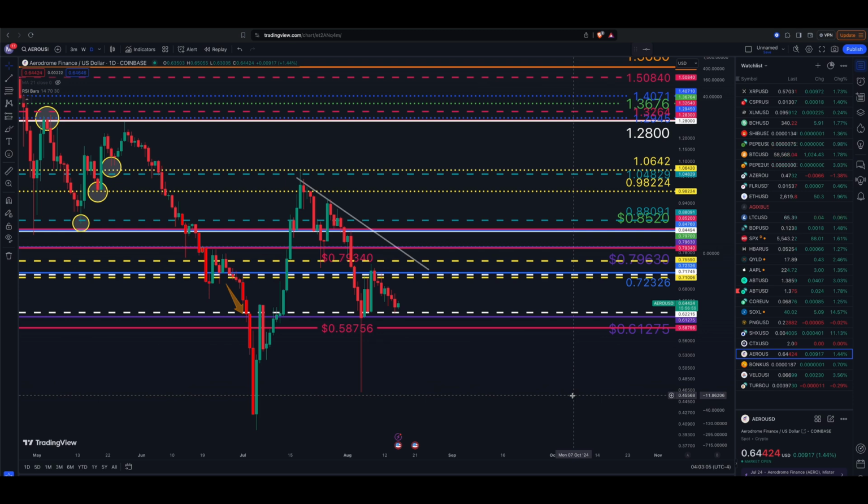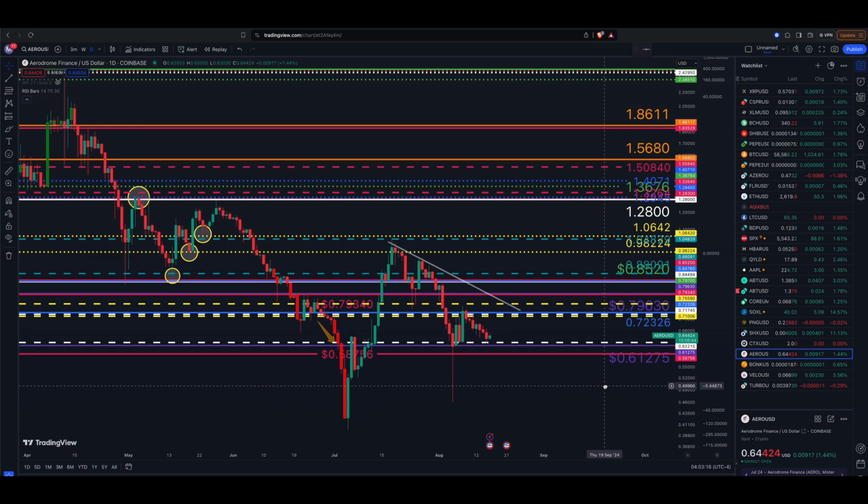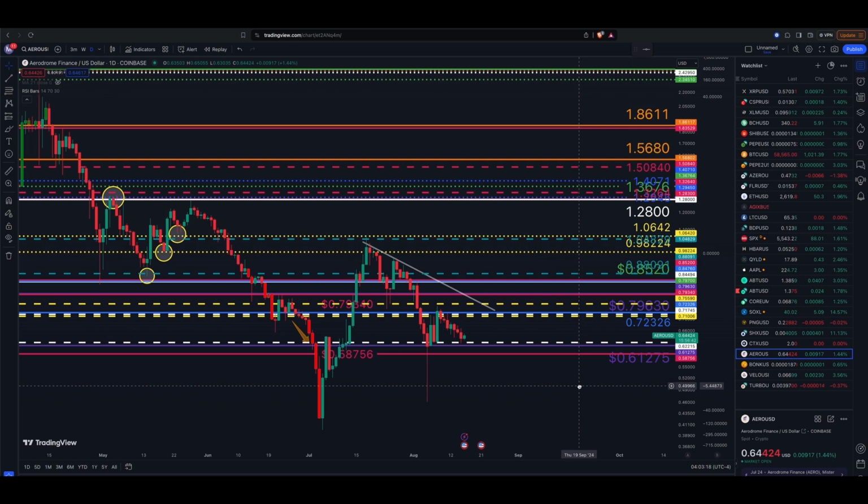We're going to take a look at Aerodrome Finance slash the United States dollar here this Friday. We're going to look at a daily chart, and this will be the Coinbase data here on this Aerodrome Finance chart. We'll drop in over to Bitcoin as well.